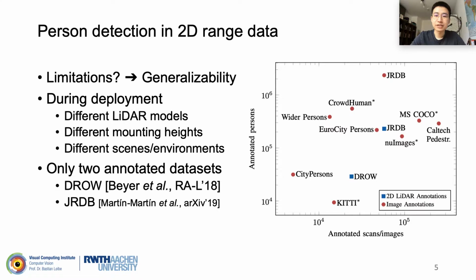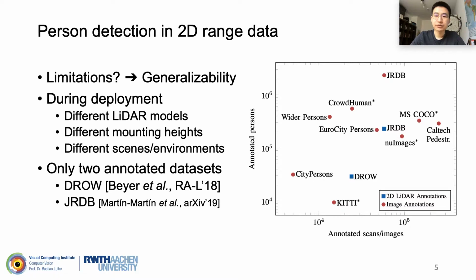However, one limitation we found with these detectors is their generalizability. During the actual deployment, there are likely to be different LiDAR models for different robots, and the LiDARs are likely to be mounted at different heights. This will alter the patterns in the scan. In addition, the robots will likely be deployed in different environments.